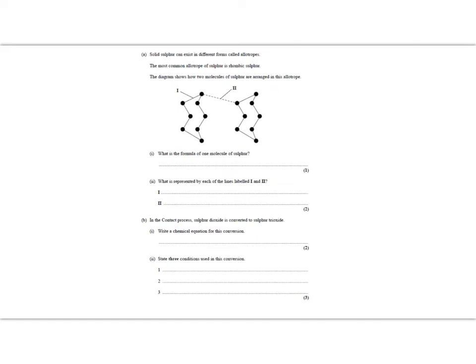Now, this is a lovely old question about sulfur that used to be on the syllabus, and sulfur forms these wonderful molecules made up of 8 atoms. So I've managed to give away the answer to the first question. What's the formula of one molecule of sulfur? It's S8. Now, even though this isn't on the syllabus anymore, I've picked this because the questions are still relevant.